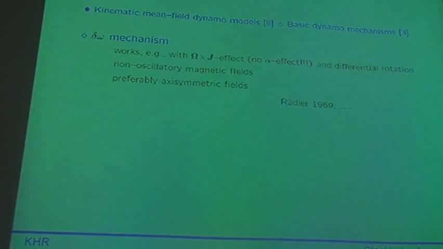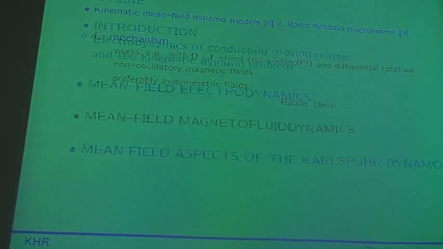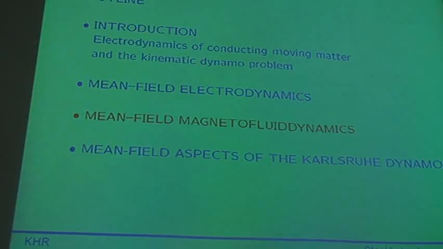By the way, you can also construct other dynamos without alpha effect, with effects which are included in the beta tensor and so on, but I will not go into these details. There exist numerical models for this. Okay, so I'm at the end of this chapter, mean field electrodynamics, and let me say a few words about what I call, maybe not quite correct, mean field magnetic fluid dynamics.